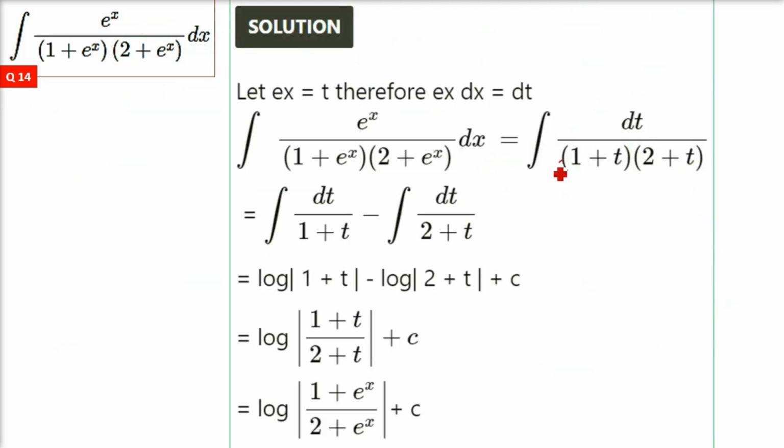So this is how you can do this, all of it. We have used this as a partial fraction.